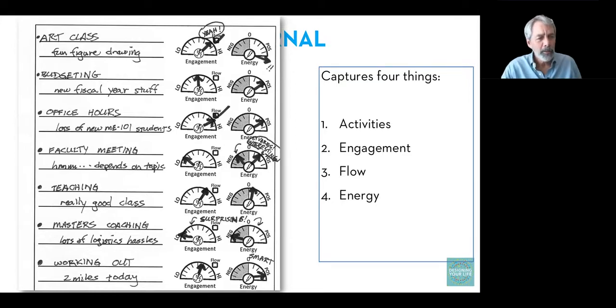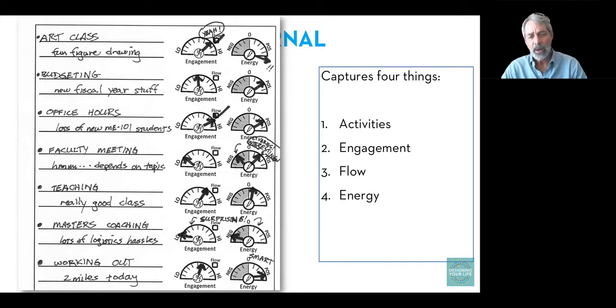This is actually Bill. So he's got an art class, budgeting, office hours, faculty meetings, teaching, masters coaching, coaching his grad students, and a bunch of different gradings and engagements. And what you do is you notice, what am I seeing here? So for instance, on masters coaching, masters students are Bill's favorite people, and his engagement was low and his energy was negative. Oh, holy cow, that's surprising, because I think it's my favorite thing. He had to go evaluate what's going on. Turned out he was doing it in the wrong place. He flipped the whole thing over in no time.